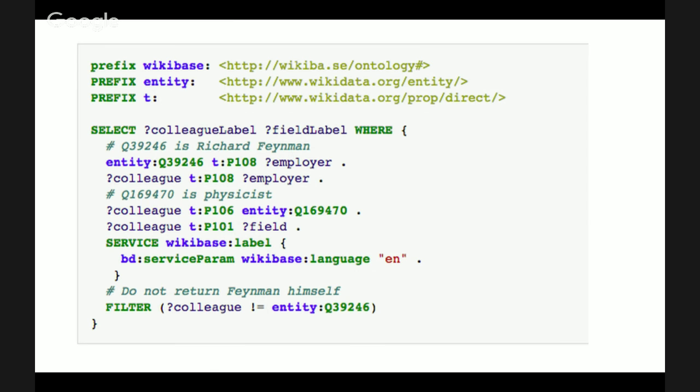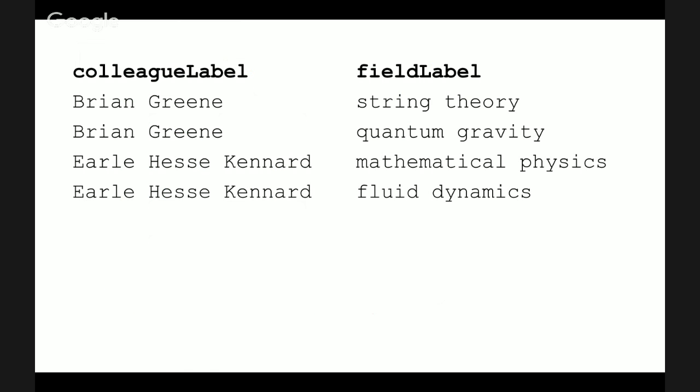For people who are not familiar with it, it can be a bit intimidating. But if you're familiar with, say, SQL, you can recognize a lot of similarity. Basically, it operates with the entity numbers and property numbers that are in Wikidata to ask the question, and we will get an answer something like this. So these are the people that worked with Richard Feynman, and these are the fields that they worked in.